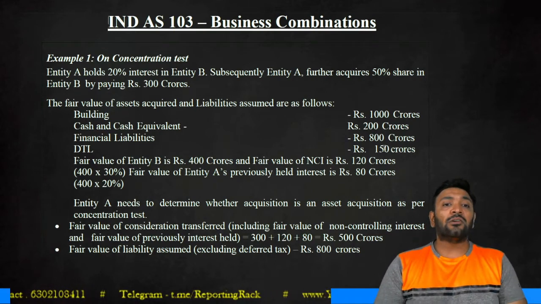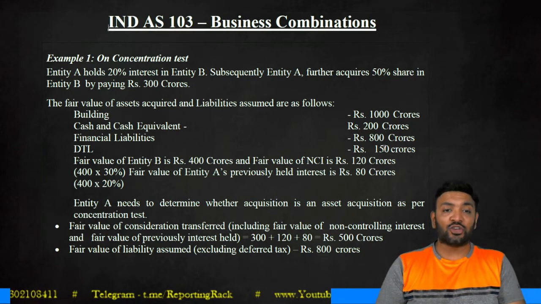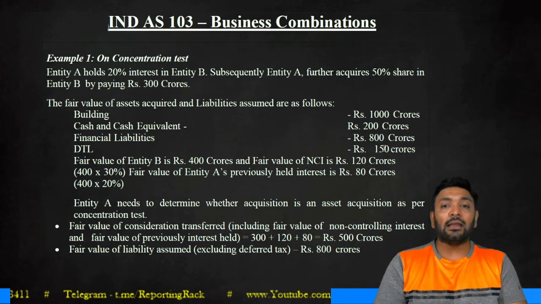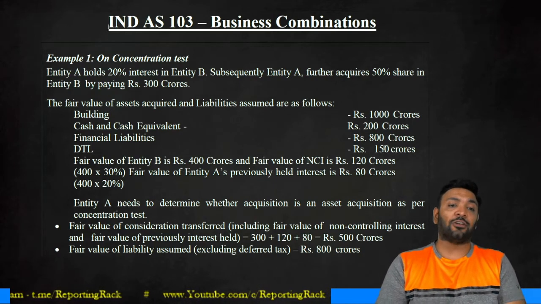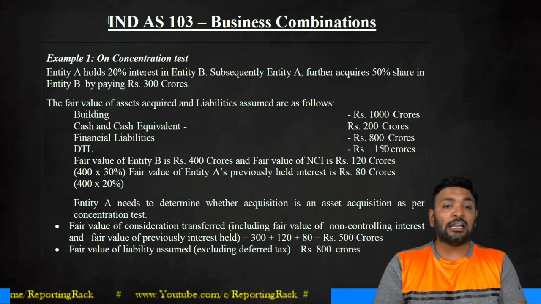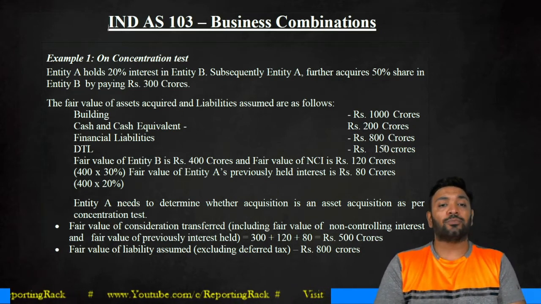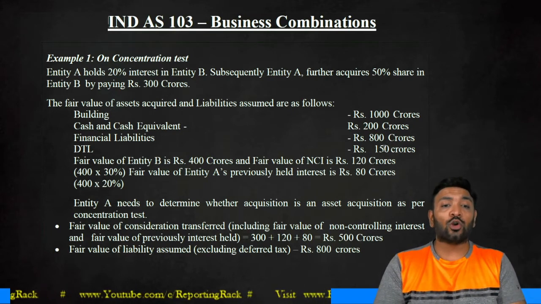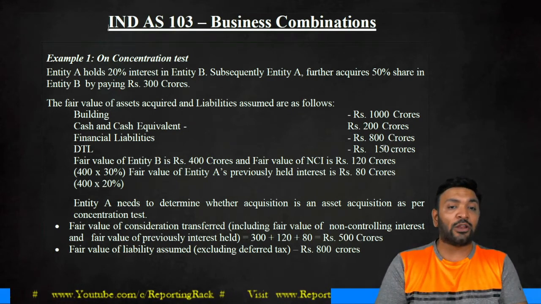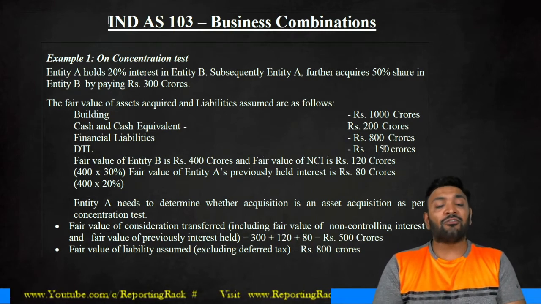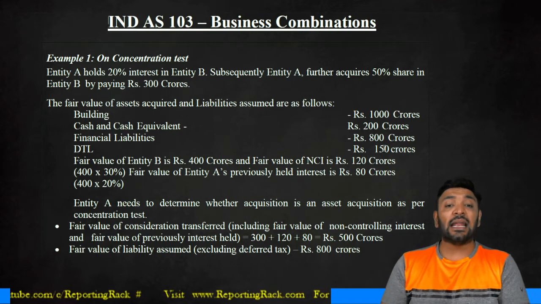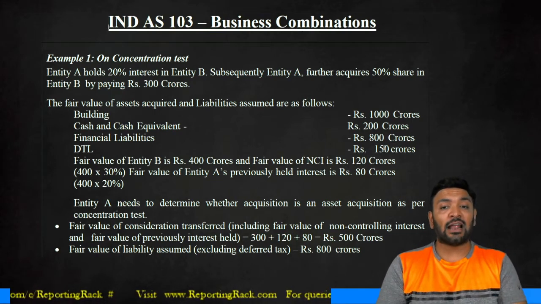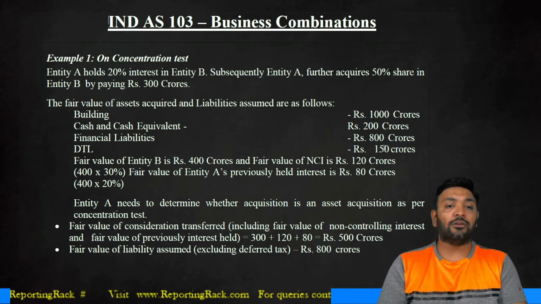acquired. The fair value of assets acquired and liabilities assumed were 1000 crores of a building, cash and cash equivalent for 200 crores, financial liabilities worth 800 crores and deferred tax liability of 150 crores. The fair value of entity B is 400 crores and the fair value of non-controlling interest is 30% of the entity's value, which is 120 crores. The fair value of entity A's previously held interest of 20% is 80 crores, which is 20% of the fair value. So therefore it is 80 crores in value.